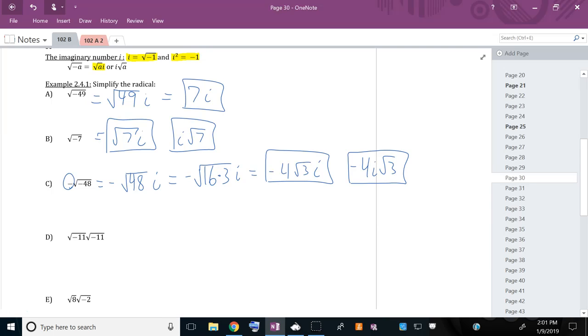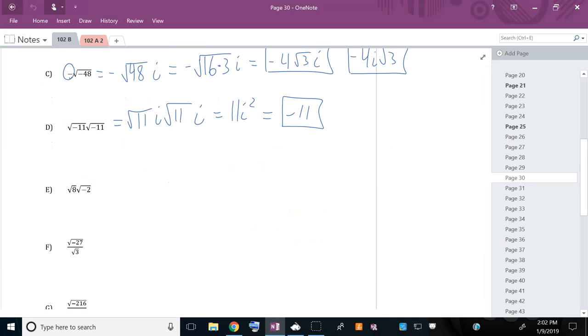Let's look at multiplying the square roots of negatives. The most important thing is to first rewrite without that negative. So root -11 times root -11, I first rewrite as root 11i times root 11i. A square root times itself is the inside. So root 11 times root 11 is 11, and i times i is i squared. However, I can simplify that. i squared is -1, so my answer is -11.